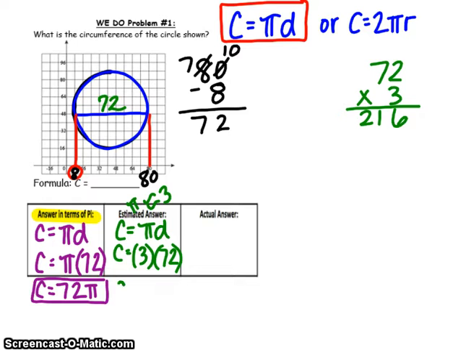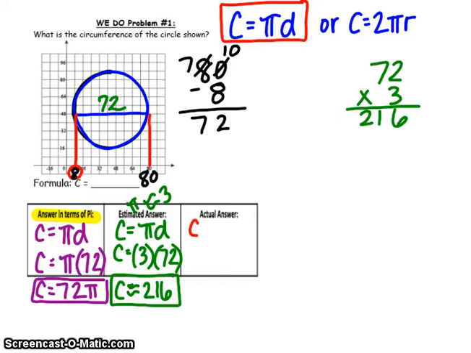So I get my circumference is approximately 216. Notice how I did not use an equal sign because it's not exact. I used 3 instead of 3.14. So you need those squiggly lines for approximately. So now that we've estimated our answer, I need to now find my actual answer.